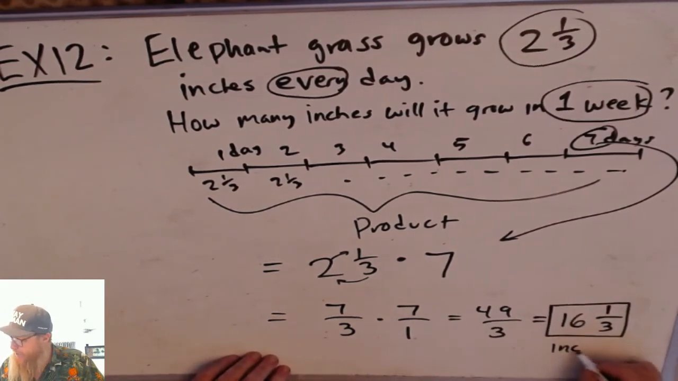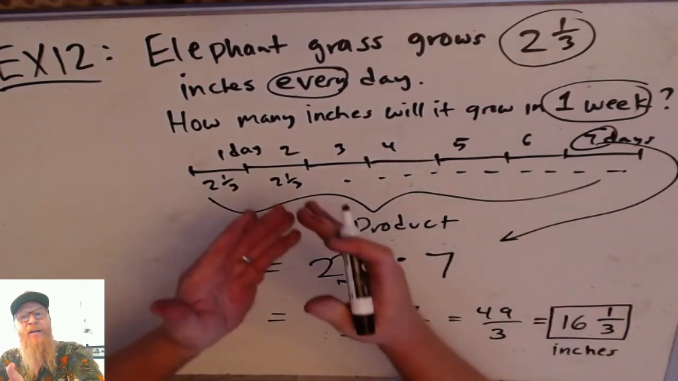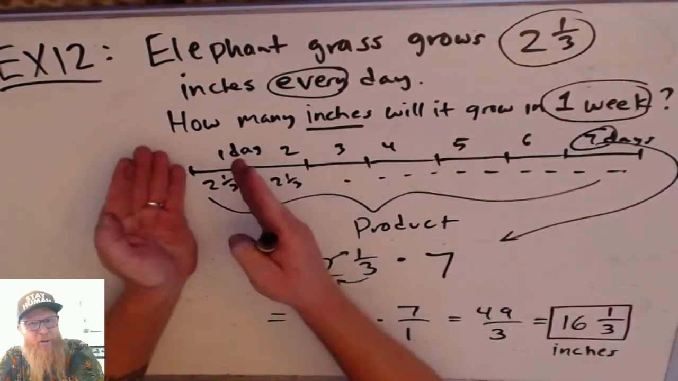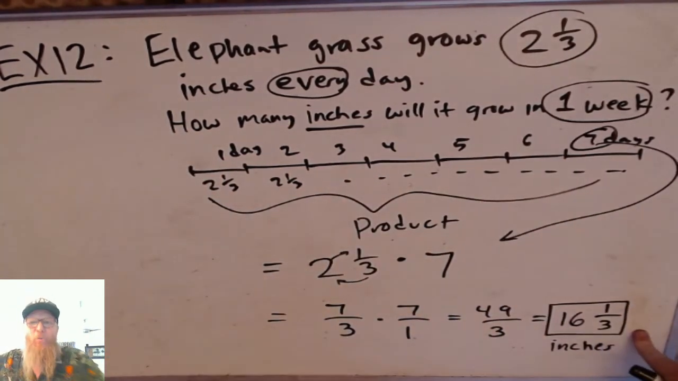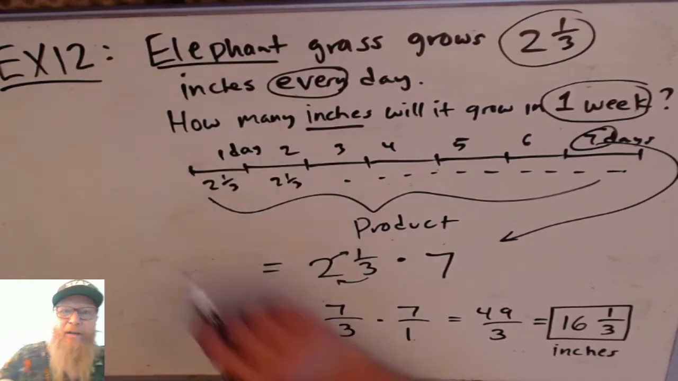And that is not square inches because it's inches each day. So it's going to go 2 1/3, 2 1/3, 2 1/3, 2 1/3. After a week, it grows 16 1/3 inches. That's a lot. That's almost 1.5 feet in a week. I think that's why they call it elephant grass.